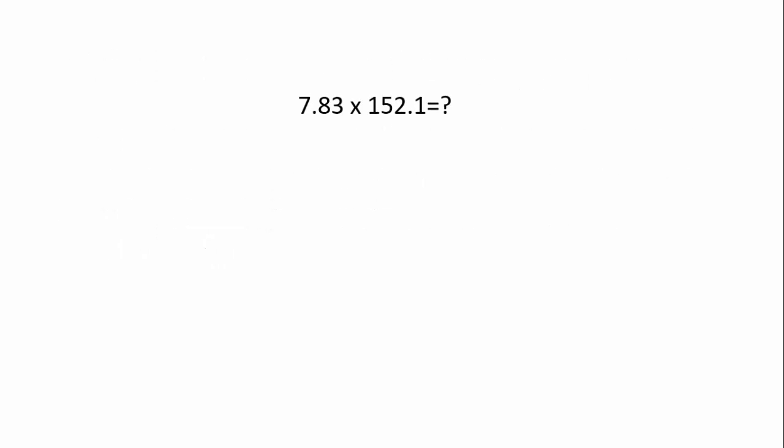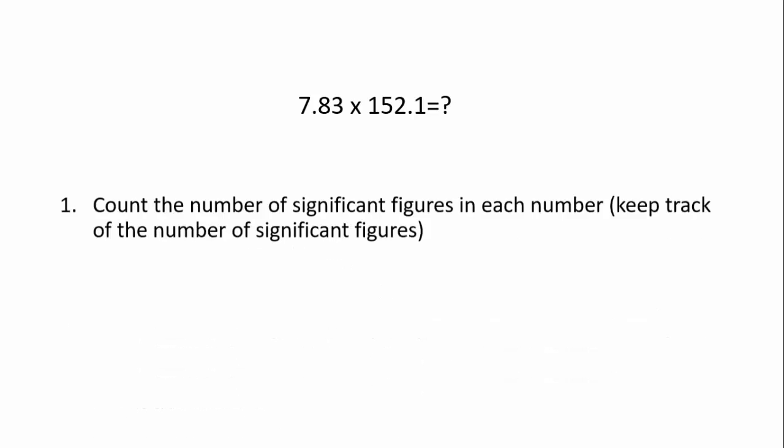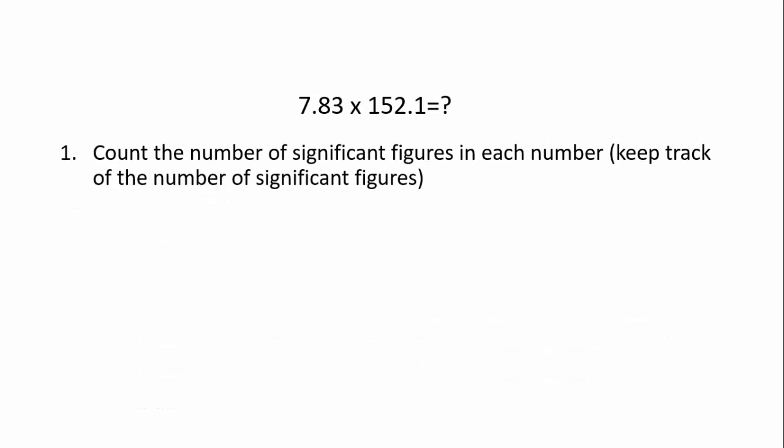So let's do an example problem. Say we were given the numbers 7.83 and had to multiply by 152.1. What would the answer be? First, let's count the number of significant figures in each number. So, 7.83 has 1, 2, 3 significant figures, and 152.1 has 1, 2, 3, 4 significant figures.